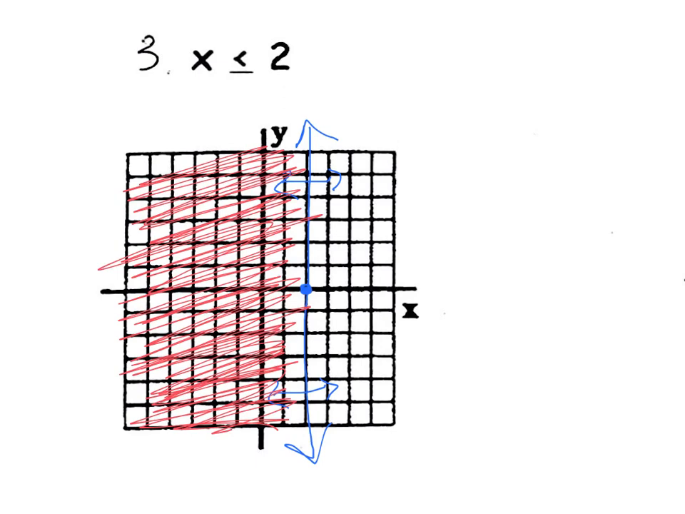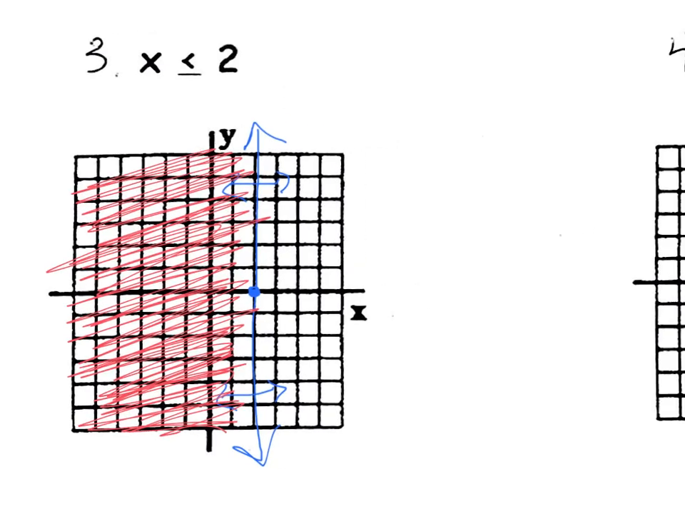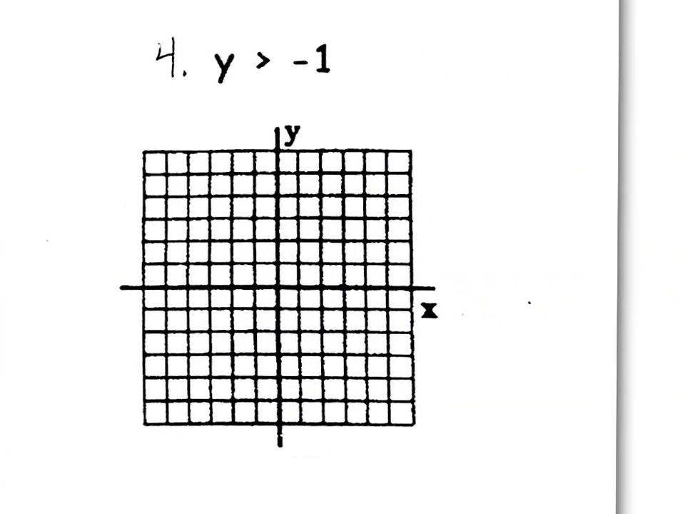Okay, we'll go over here to number 4. A y equals line is a horizontal line. So y equals negative 1. I'm going to go over here to y is equal to negative 1 and draw a horizontal line, being aware that this is a regular inequality, not an equal to, so it's going to be dashed. So I'm going to draw a dashed line.